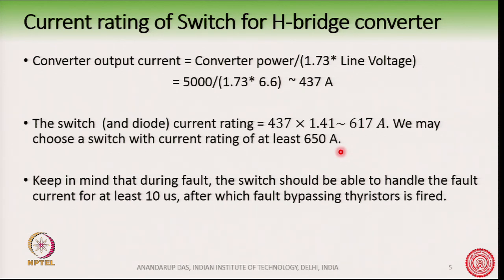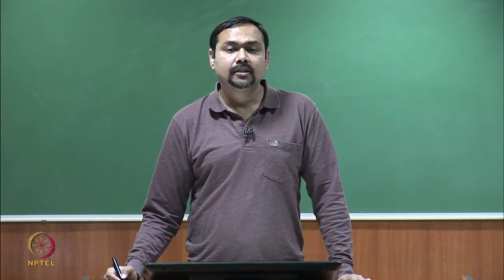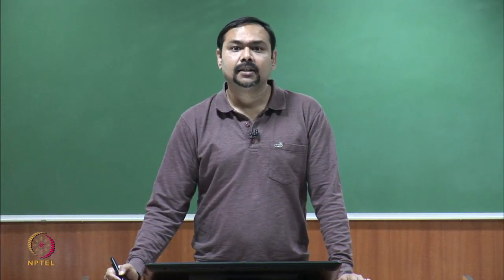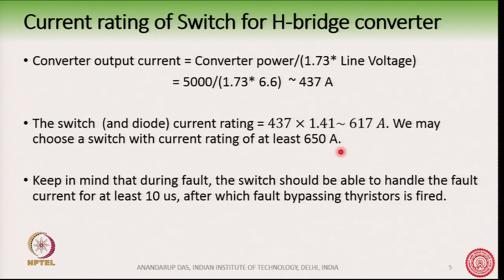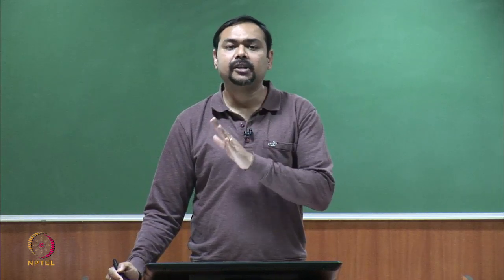Now, when you take such a switch, a diode or an IGBT, you should always see the I square T rating of such a switch. It is very important to note that during a fault, the switch should be able to handle the fault current for at least 10 microseconds or even more. So, the total energy, that is the I square T, during this time, maybe 10 microseconds, sometimes going up to 15 microseconds, because 10 microsecond is the time after which the IGBTs will be shut down.